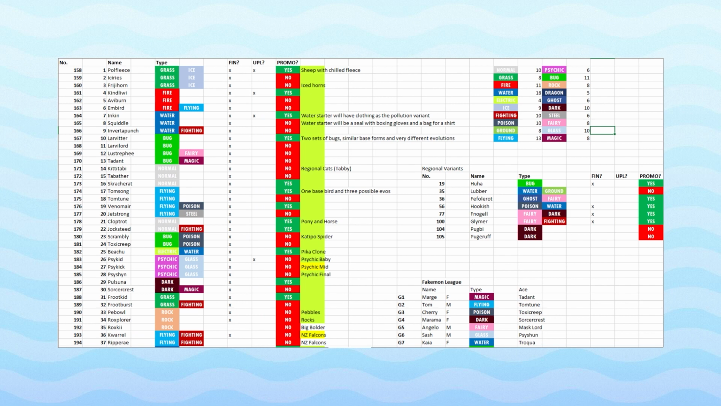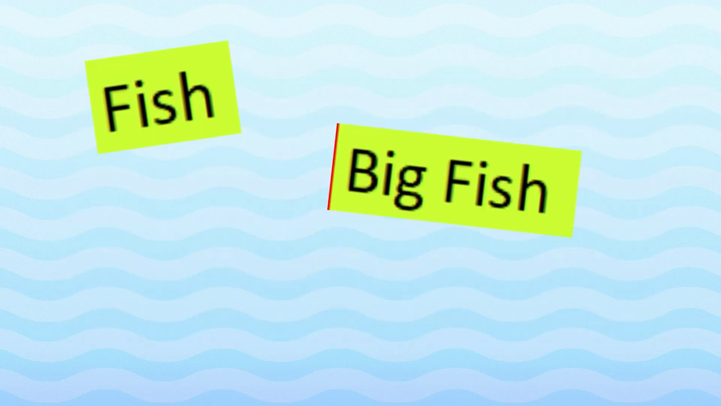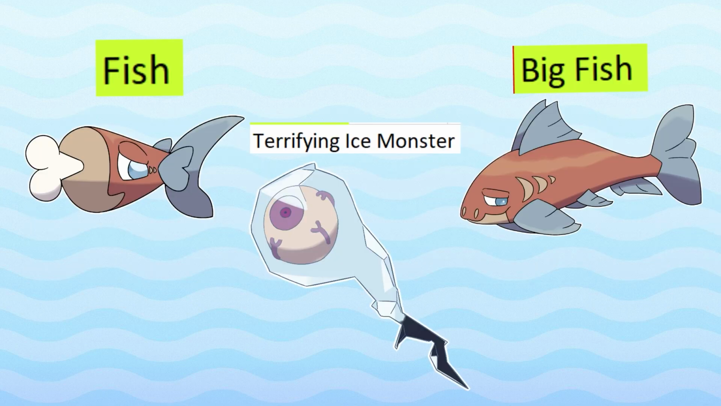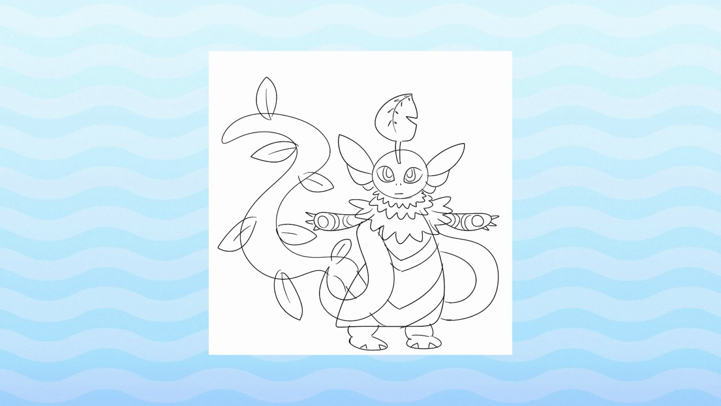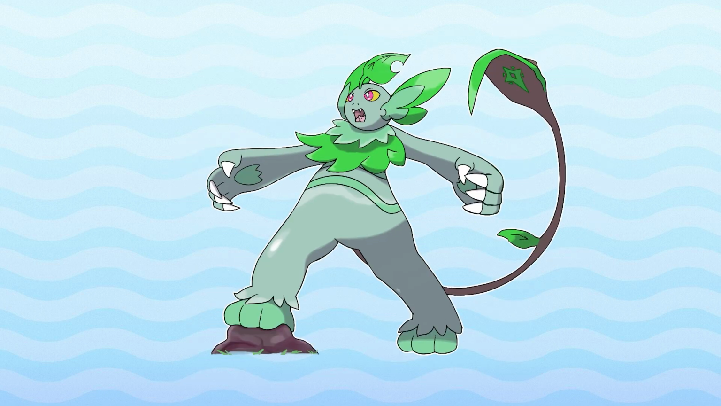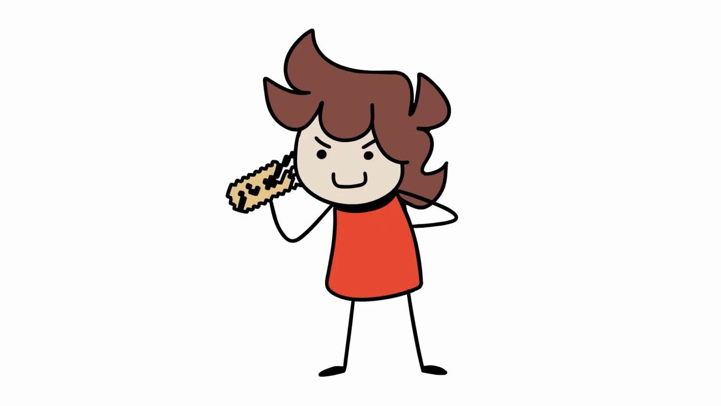Since I don't have a name at this stage, I'll put in placeholder notes like fish, big fish, and terrifying ice monster. And you can see how these little notes contribute to the final design. I then do some sketches, usually only 1 or 2, and then work on the best parts to finalize a design with. Finally, I work on the final artwork, also known as the key art or official art, and voila, we have a Fakemon ready to place a name tag on.